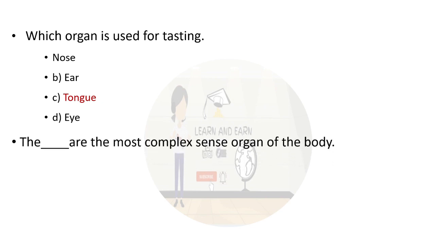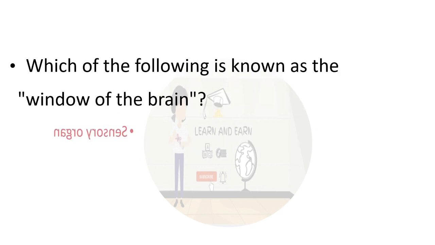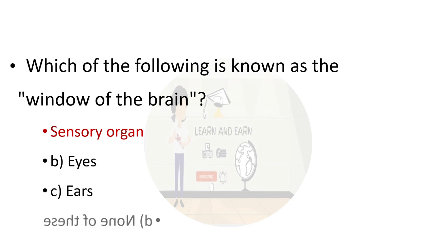The next MCQ is, the dash are the most complex sense organ of the body. Option A, eyes, skin, nose, ears. The right answer is eyes. Next MCQ is, which of the following is known as the window of the brain? Sensory organs, eyes, ears, none of these. The right answer is sensory organs.